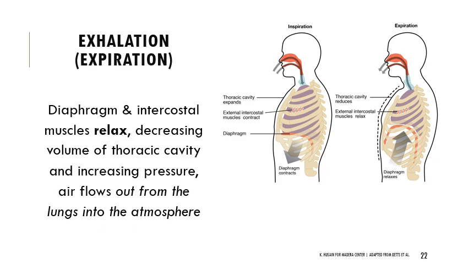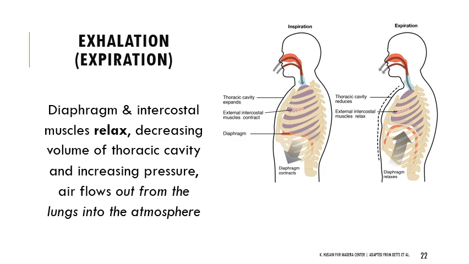For exhalation, which is also called expiration, those muscles just relax, so then your diaphragm goes back up, your intercostal muscles come back together. That decreases the volume of the thoracic cavity and increases pressure, so then air is going to flow out from your lungs into the atmosphere. So it's going to go from this higher pressure environment inside of your lungs, back out the airways, and then into the atmosphere.